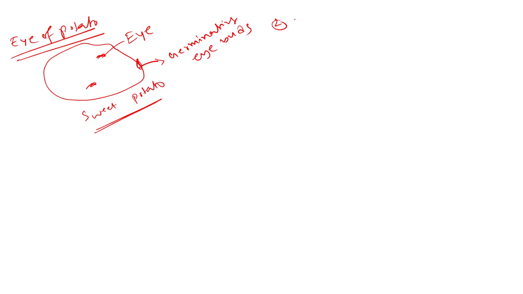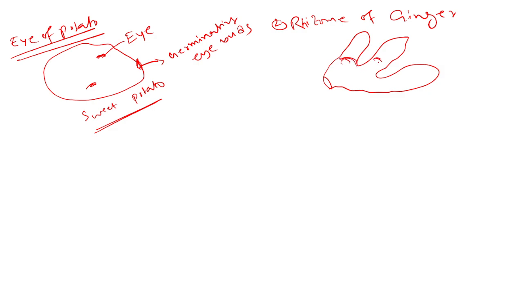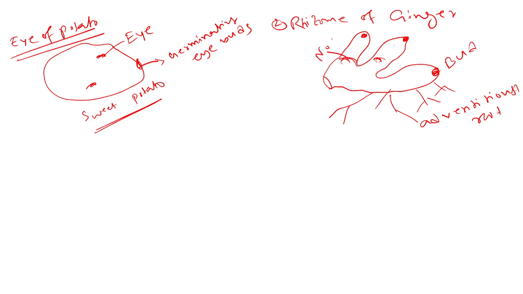Number two, rhizomes of ginger. This is ginger, and it has adventitious roots and a bud. This is a type of vegetative reproduction in ginger.